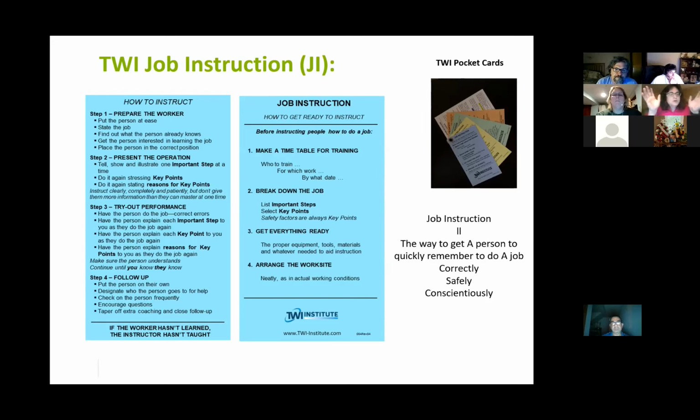Item number 2 under that part of the card, how to get ready, is the magic of JI. The magic of JI is to create what they call a job breakdown sheet. People refer to this as a trainer's script. A trainer's script is not your SOPs or your work instructions. Those documents are necessary, but they're not useful for training. So we create what we call a trainer script, and what gets identified in a trainer script is the important steps.